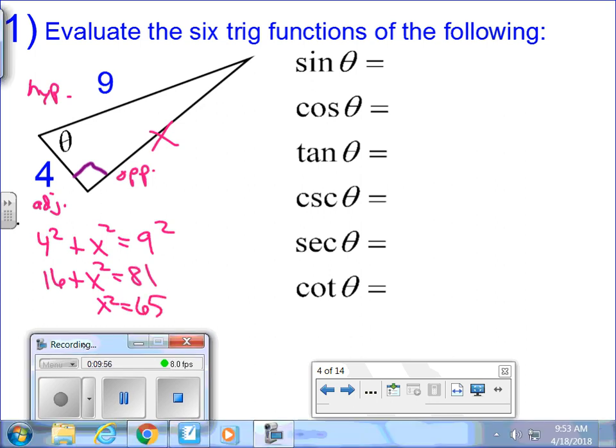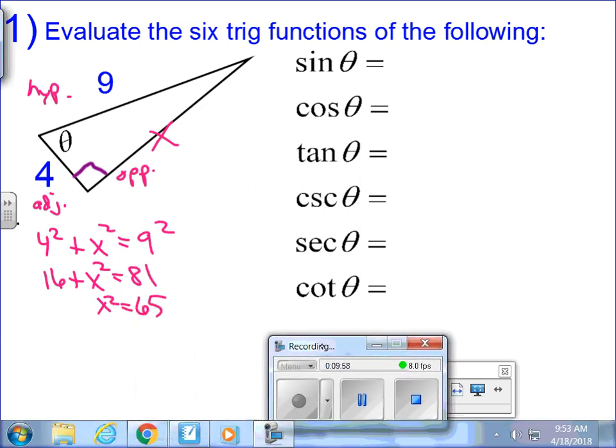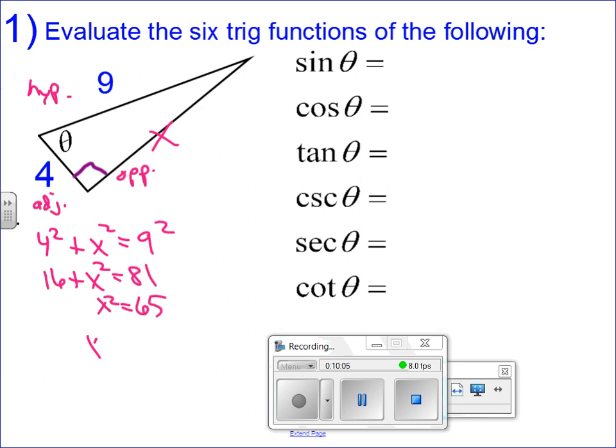Well, we don't want to square root the 65 and get a yucky decimal. We want an answer in radical form. So it will be radical 65. Now, do you guys think anybody could break out of jail? 65 is 5 times 13, so nobody can break out of jail. So my opposite side I'll be using on all my ratios is square root 65.